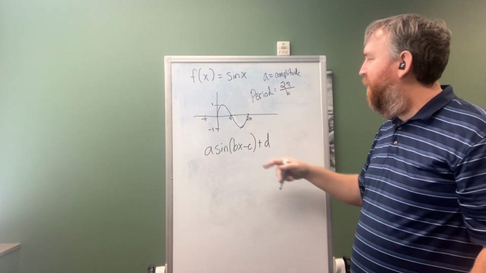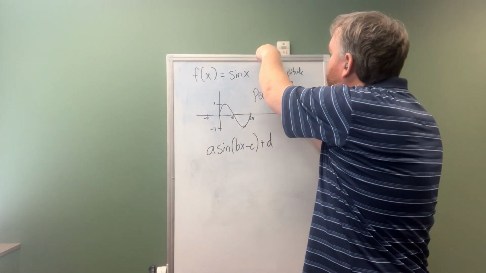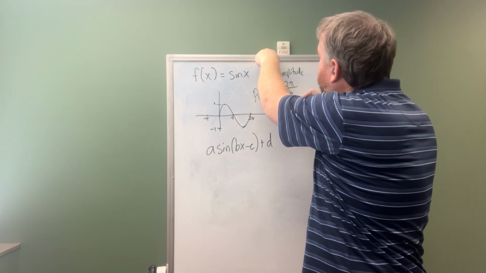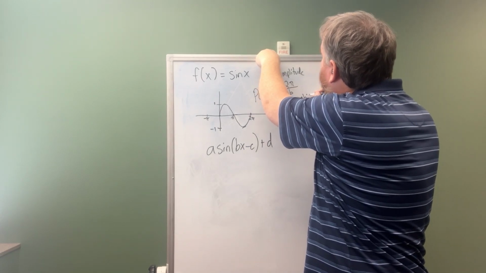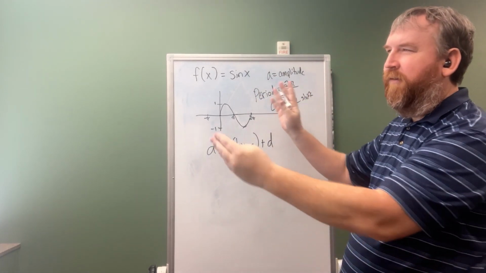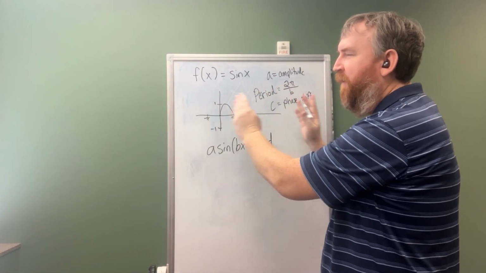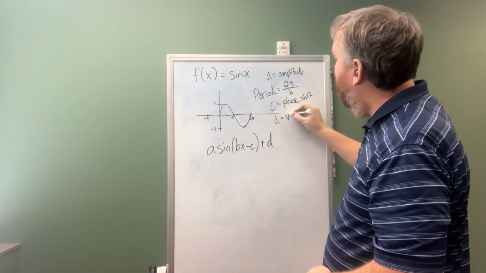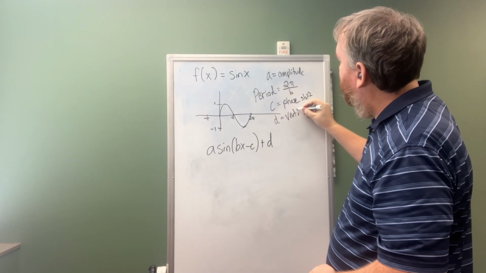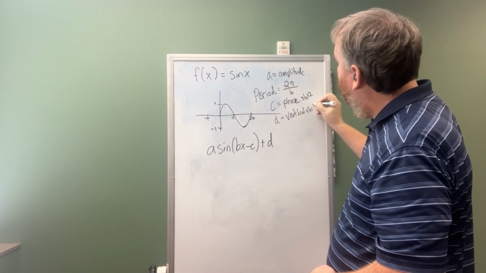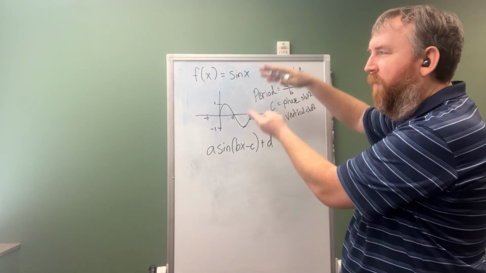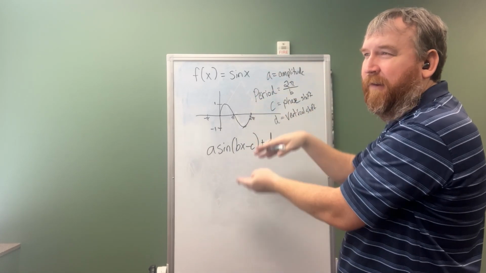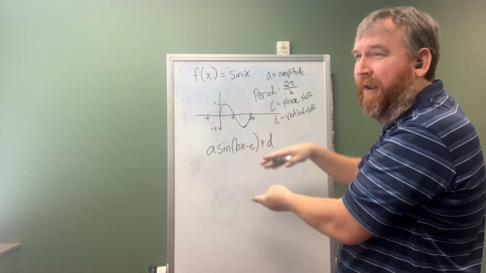And then C is going to be our phase shift, which shifts the graph horizontally, back and forth. And then D is going to be our vertical shift, which moves the graph up and down. It translates it up and down vertically.